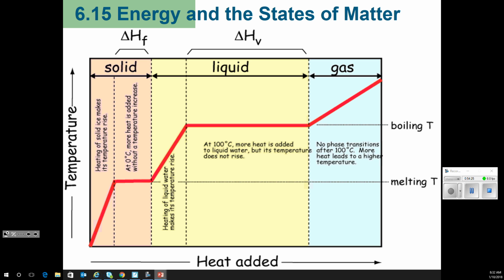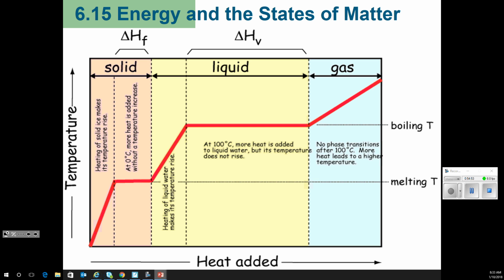Okay, basically, this right here is where I'm heating a solid in the pink, where it has a slope. When I get to this flat point, this is where I'm melting the solid. And then when I get to the yellow and I start having a slope again, this is where I'm heating the liquid. This flat point in the yellow is where I'm boiling the liquid. Then I get to the gas phase where I'm going up again. That's where I'm heating the gas.